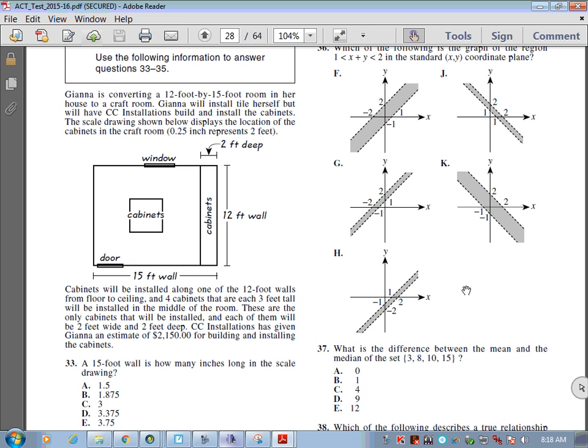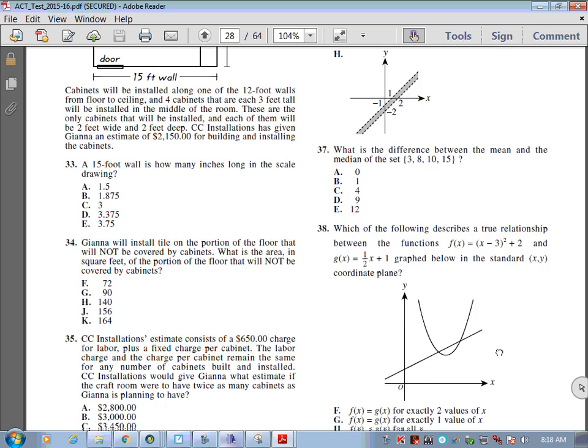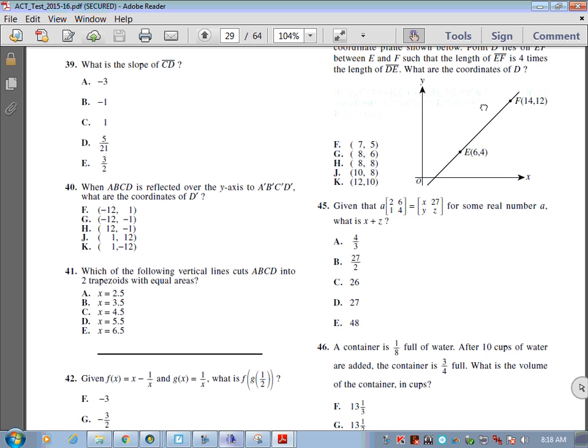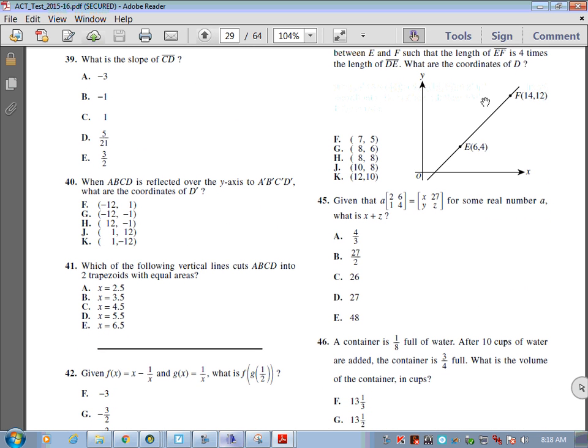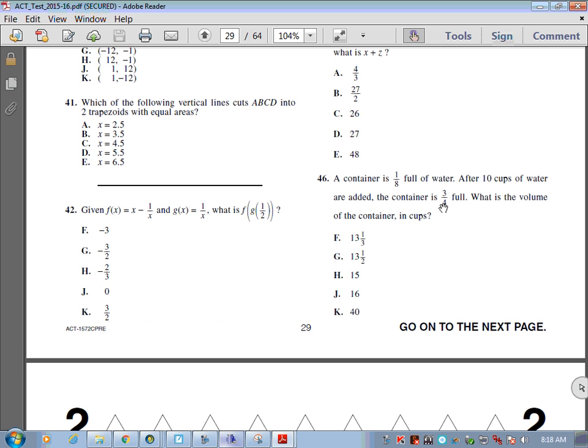36 is J. 37 is A. 38 is F. Next page. 39 is B. 40 is F. 41 is E. 42 is K.